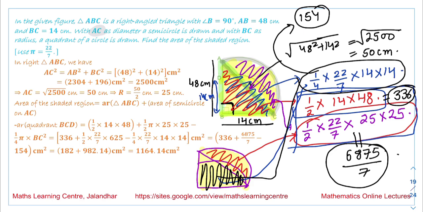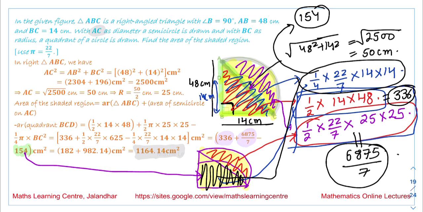So the final answer will be 336 plus 6875 by 7, the area of this complete region, minus 154, the area of this sector. On solving this, you will get the answer 1164.14 centimeter square, and this is the required area of the region.